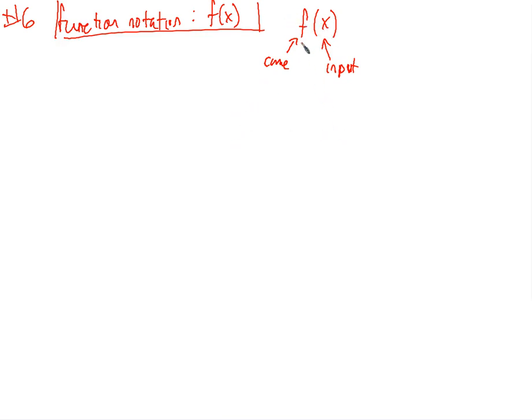So this right here, really this whole thing could be viewed as y, right? But instead of just saying y, we're putting a lot more information in there. We're giving it a name, we're telling you what the input is, and we're also giving it a way to talk about the function and what we might want to do with it. Okay, so let's use the example of f of x equals 3x plus 11.